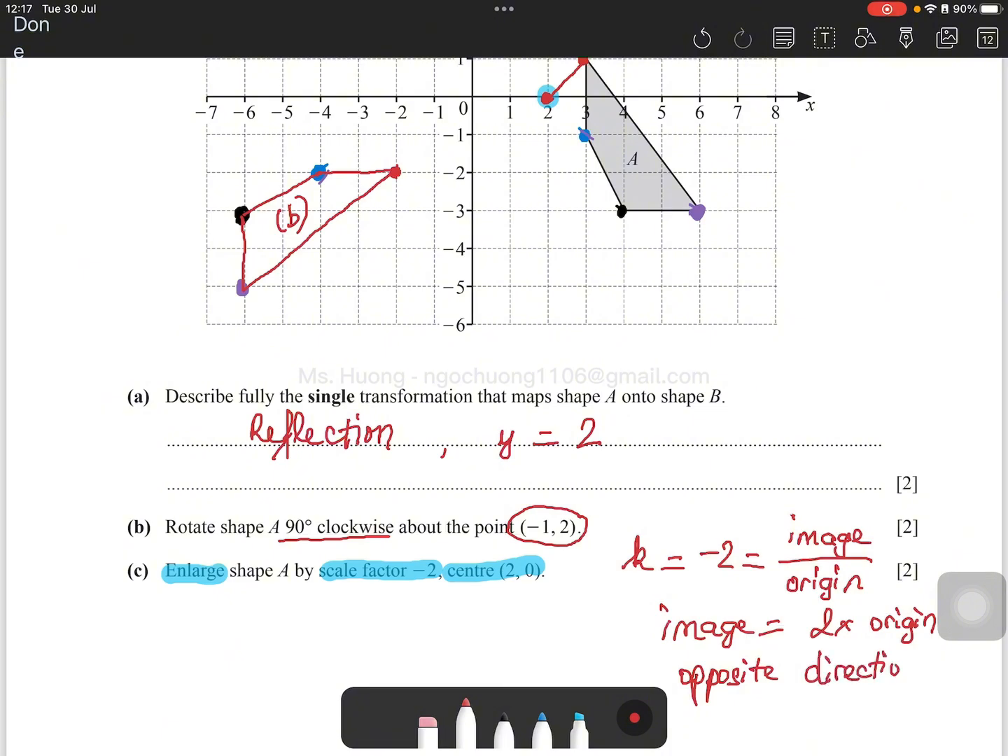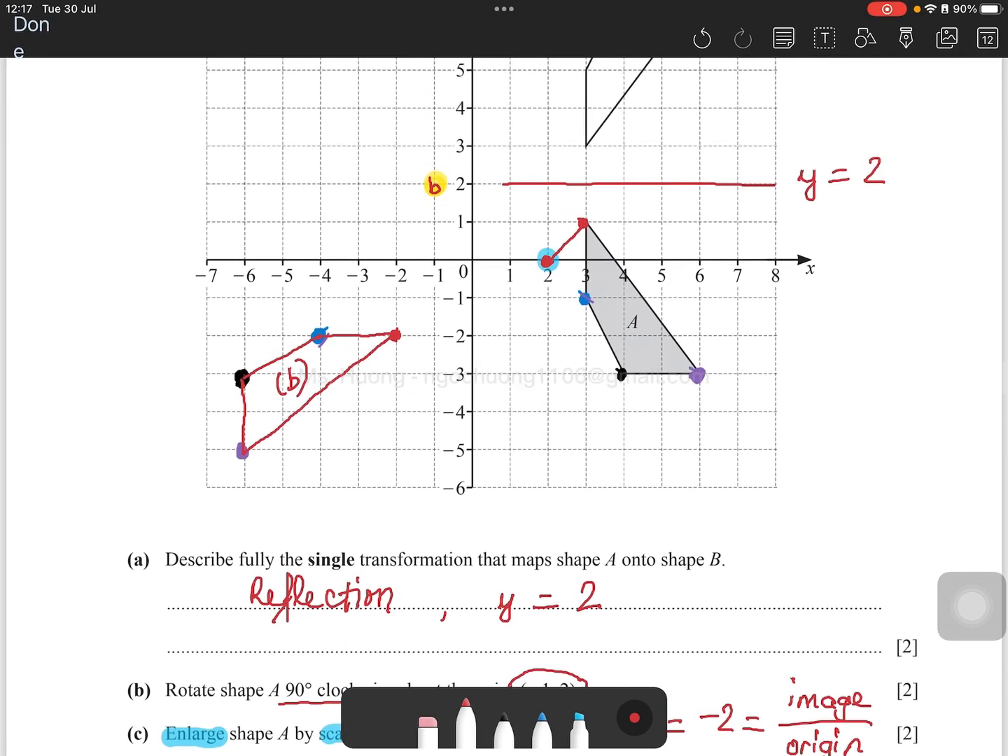Opposite direction. We have two things for this scale factor. So we need to move to the other side and we double the distance. So the image of the red point is here. Next, I will remove the red lines. Then, for the blue vertex, we also see that this is 1 unit. So I will move to the other direction and I double the distance. So the image is here, 0, 2. And I also remove these blue lines.